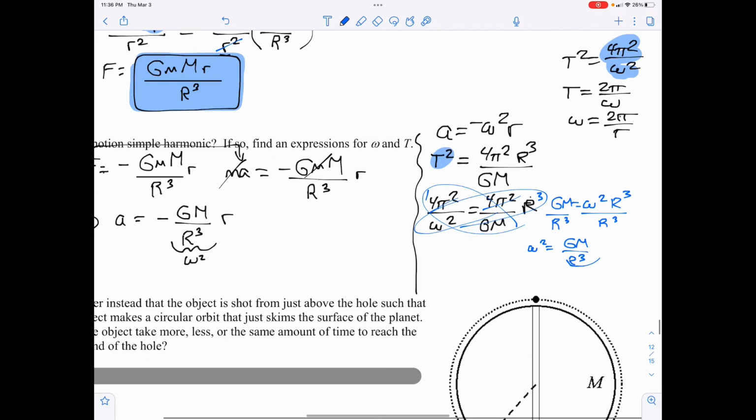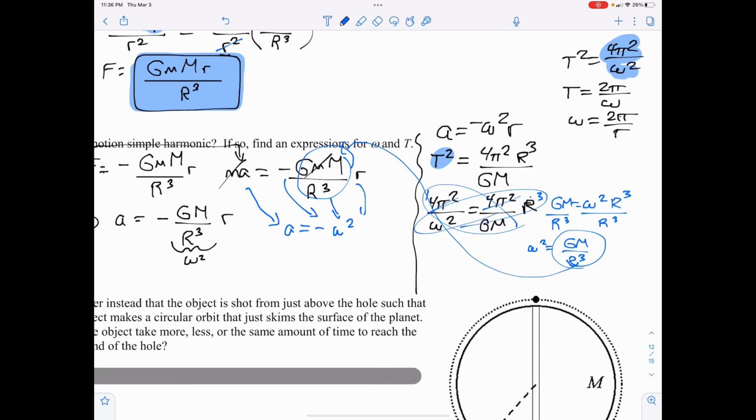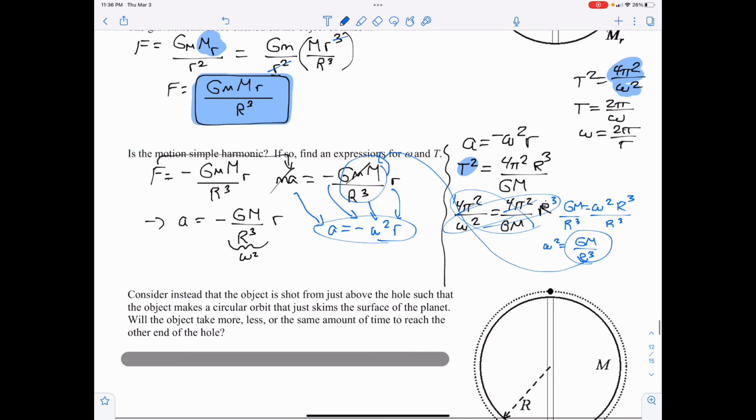And if we look at that, it is exactly what we have right here: GM over r cubed. So what we have is a equals negative omega squared r, which is our recipe for simple harmonic motion. So, long answer, yes, it is.